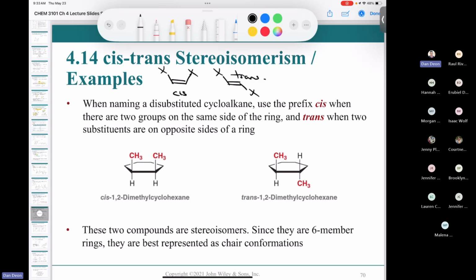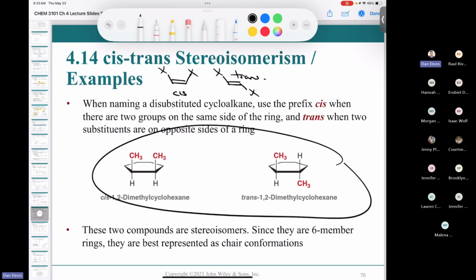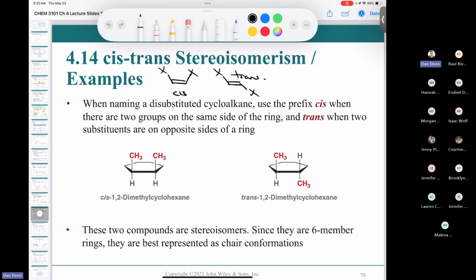And so what would be the relationship between these two compounds? You have cis-1,2-dimethylcyclohexane and trans-1,2-dimethylcyclohexane. We call these stereoisomers, okay? Why? Because they have the same connectivity. So I'm going to write this definition: same connectivity. That means they're connected in the same order, but different arrangement in space.